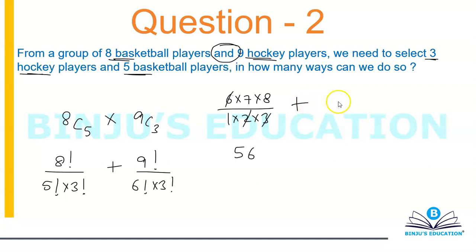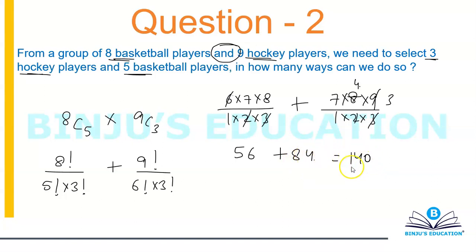And this will become 7 into 8 into 9 divided by 1 into 2 into 3. 3 goes, this becomes 3, this becomes 4. So this will become 12 into 7, which is equal to 84. So the product will become 140. So in how many ways can you select? You can select in 140 ways.